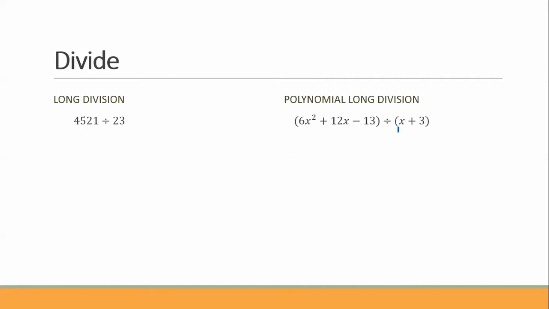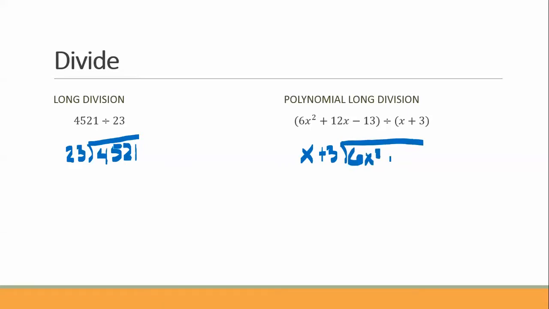This now has two terms. So with two terms, we want to use polynomial long division. We're going to mirror regular long division with polynomial long division to see our similarities. So the first thing we want to do when we set up long division is do 23 divided into 4,521. So here we're going to do x plus 3 divided into 6x squared plus 12x minus 13.